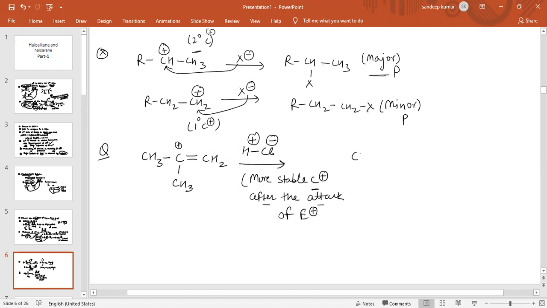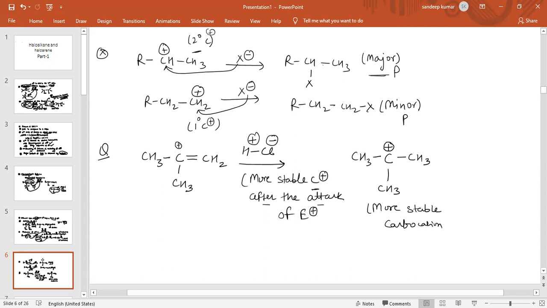You can also see it in this way. So the more stable carbocation forms at this position. So we will make the carbocation at this position by the attack of electrophile. So electrophile attacks and it forms CH3, and there is also CH3. So this carbocation is the more stable carbocation.